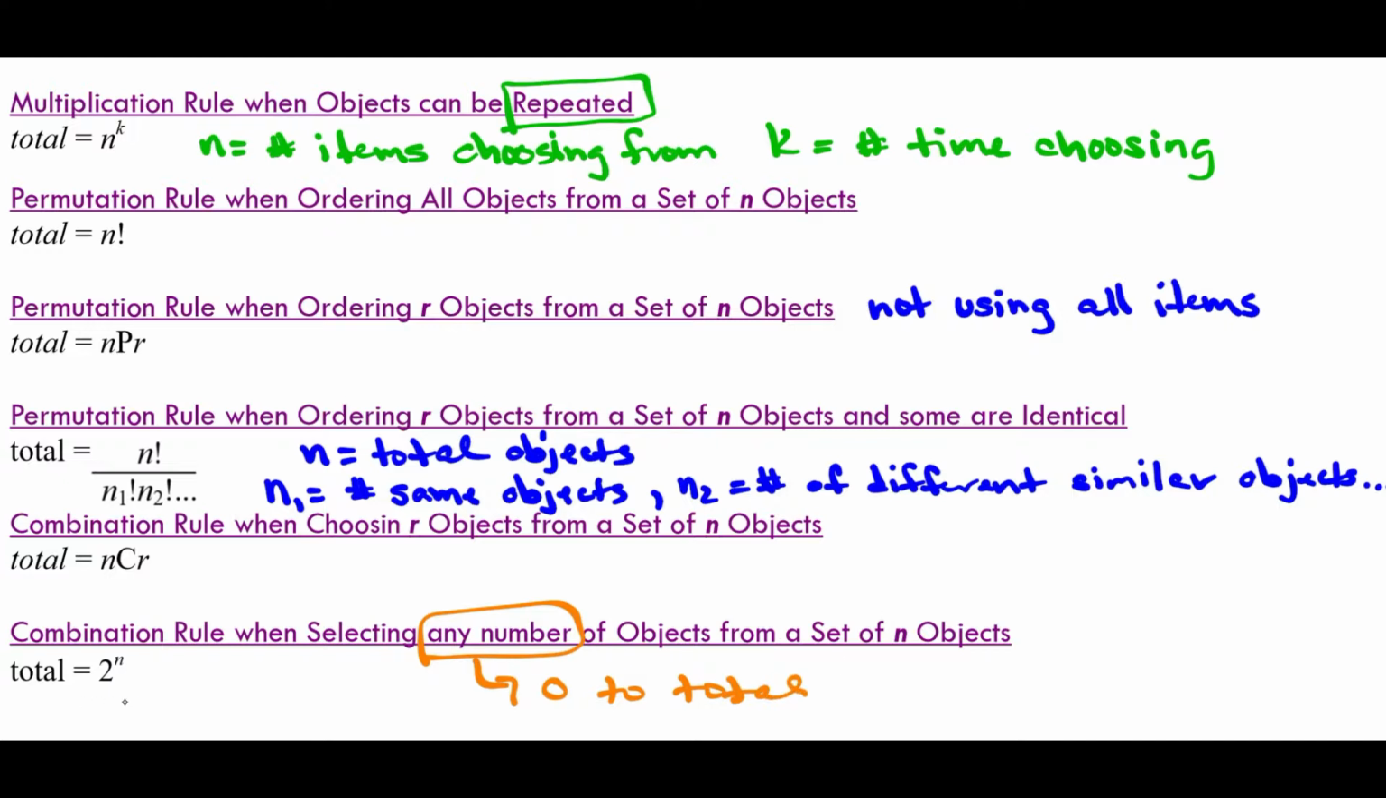Then we just use 2 to the n. The reason that we're doing that is that you can think of it this way. Basically, for every object in the set, you're saying, should I include this or not include this? So it's yes or no. So there are 2 ways to make the decision for each object, and you're going to make that decision for every object in the set.